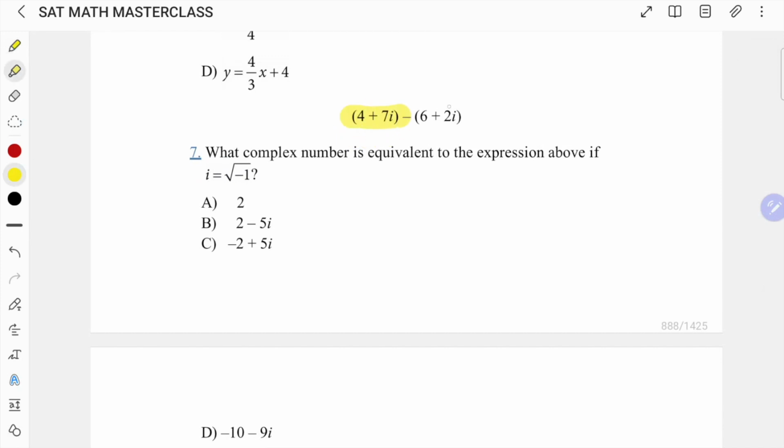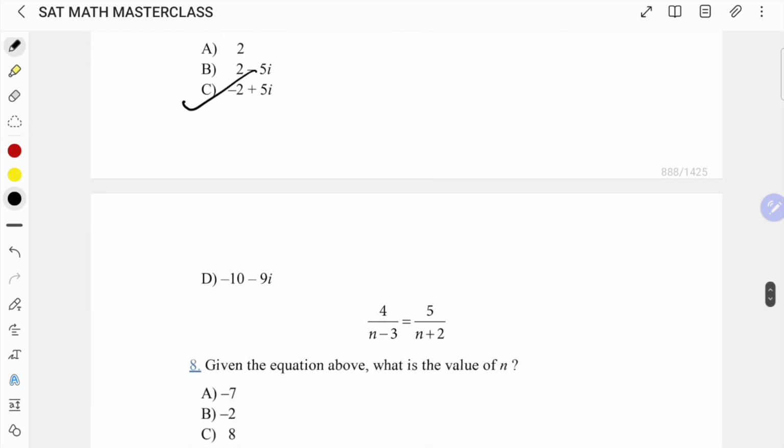Alright, moving on to the next question, we have 4 plus 7i minus 6 plus 2i. This looks like a fairly easy question, so we can directly start. It will give us minus 2 plus 5i. This is a pretty simple question. I'm pretty sure everyone is able to do this, so we can directly get option C, minus 2 plus 5i.